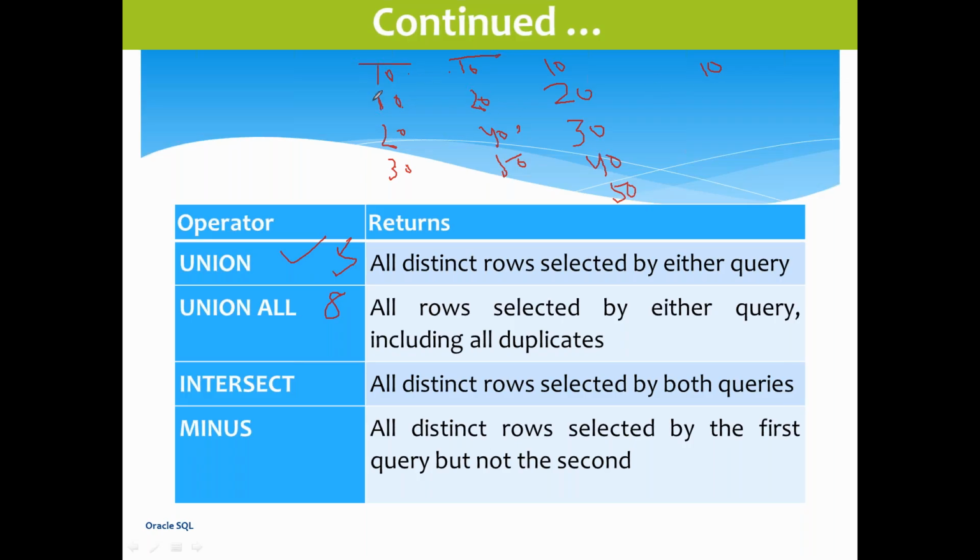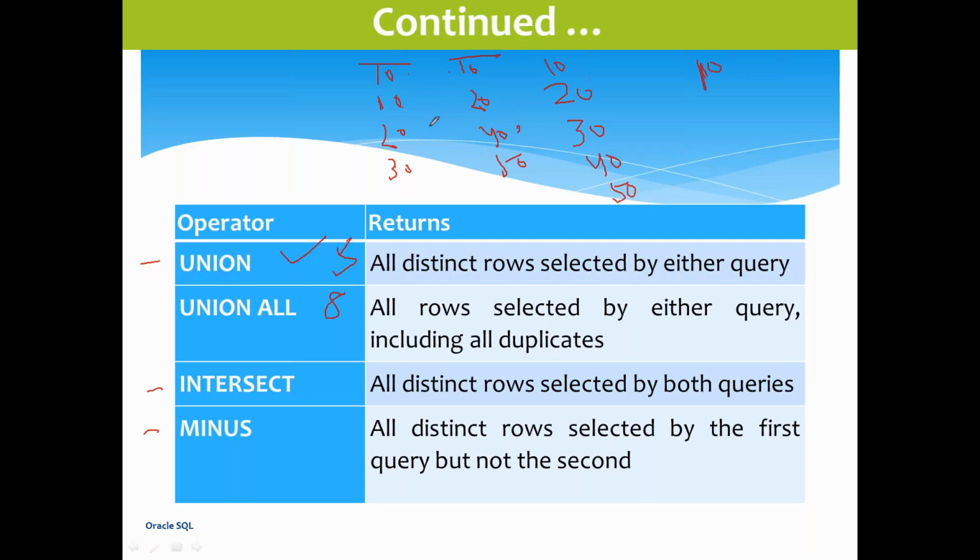So 10 is present three times across the two sets, but it will display only one time, because intersect, minus, and union always ignore the duplicate values by default. No need to mention distinct. By default, it will ignore the duplicate values. So including these two sets, 10 is present 1, 2, 3 times. That's why only one time it will come.